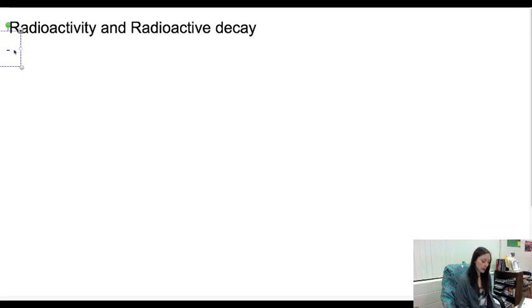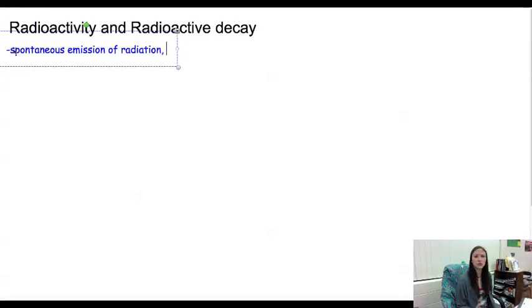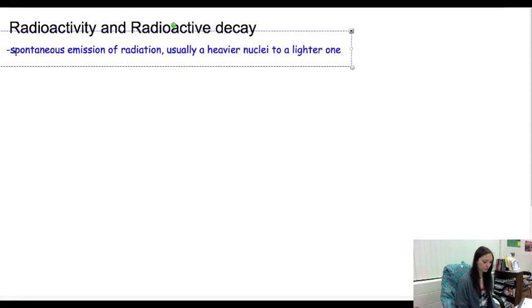Okay, well, what it is, it's spontaneous emission of radiation. And spontaneous meaning that you don't need to do anything to get this to happen. It just happens. Okay, it's usually a decaying from a heavier nuclei to a lighter one. And this nuclei is then accompanied usually by an emission of radiation or emission of particles.